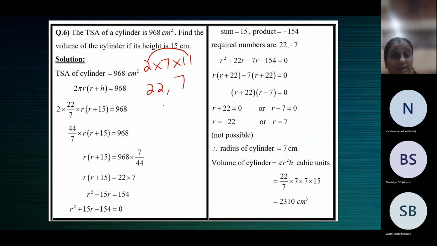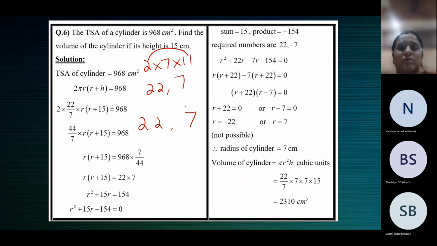15. So we are getting 15. Whether it is plus 15 or minus 15, that we can manage, but we are getting that numerical value. So 22 and 7 are the required numbers. Now carefully write 22 and 7. Now fix the sign.